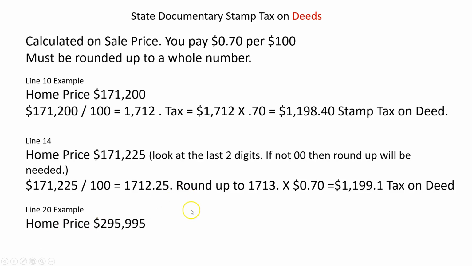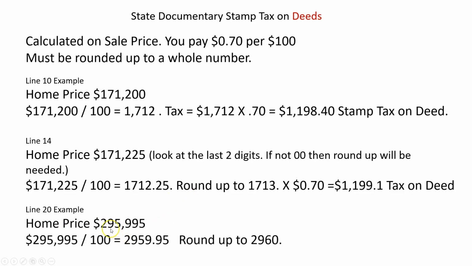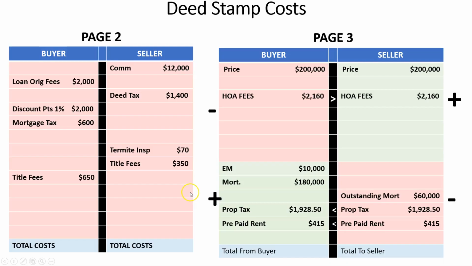And there's another example there of a home price of 295,995. You round it up to 2,960 and multiply that by 0.7. And this will go as a cost to the seller, and usually goes on the seller side on page two. The buyer has got nothing to do with it. It's not a proration, it's just a pure transaction cost to the seller, and needs to be done before the seller can sell the home.